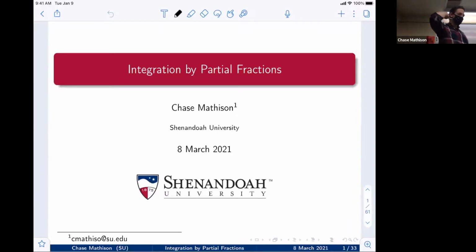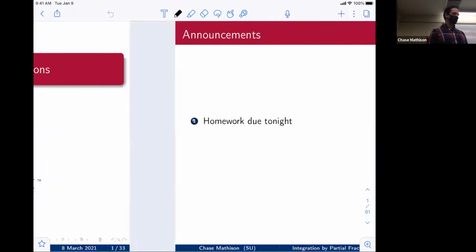Let's get started. Here we go. Today we're talking about integration by partial fractions. It's the last of our major integration techniques that we're going to be learning. Okay, so this is what we are covering today.